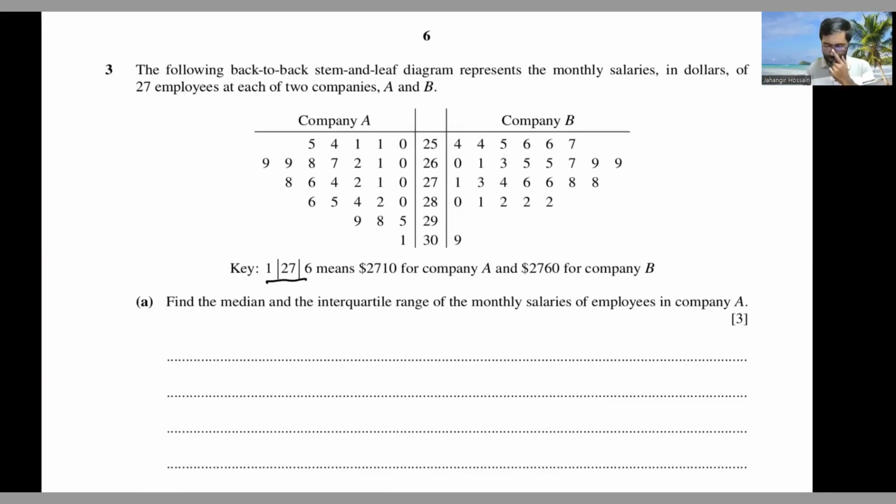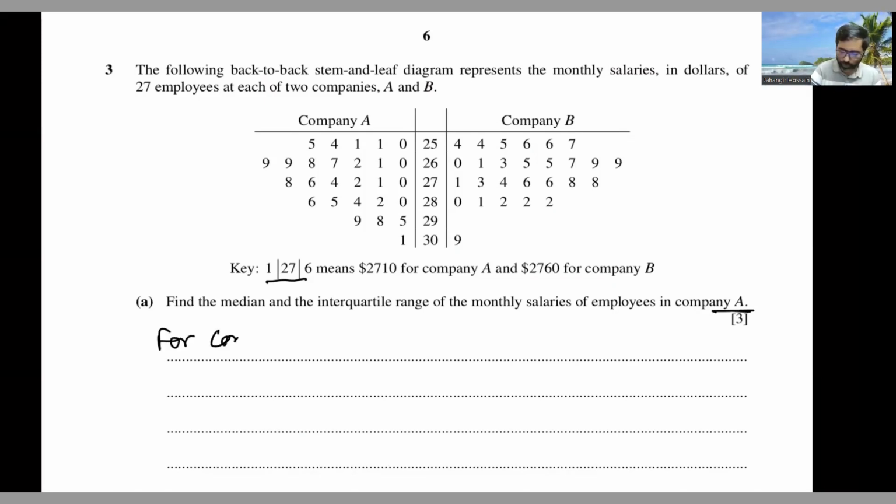We have to find the median and the interquartile range of the monthly salaries of the employees in company A. Here, we are not going into detail on how to read the numbers from the stem and leaf diagram. Rather, let's assume we can read the information from the diagram, and we go directly to find the median and the interquartile range. So we'll find the median and IQR for company A.